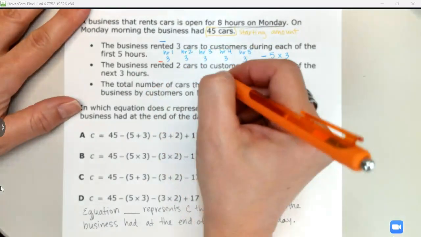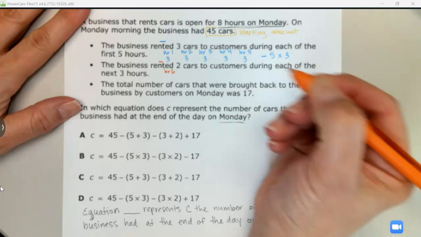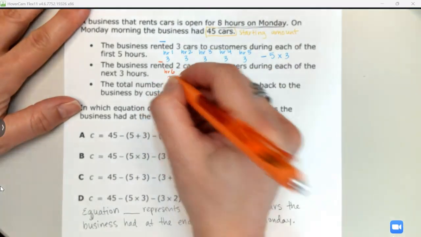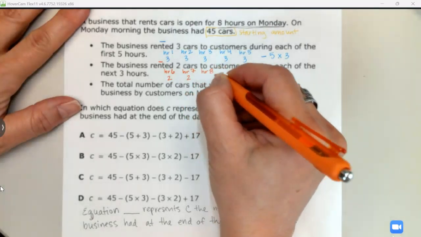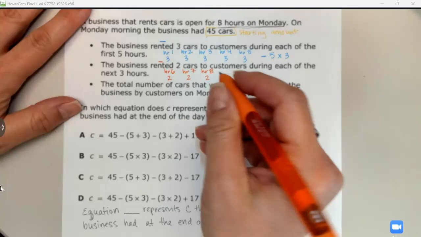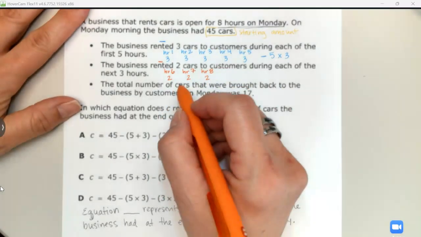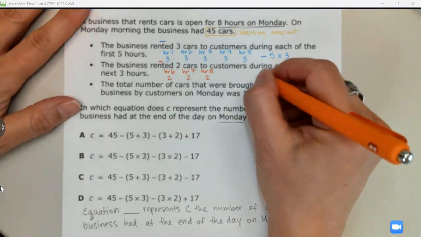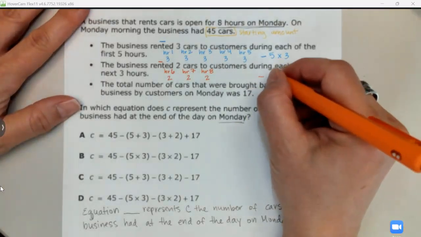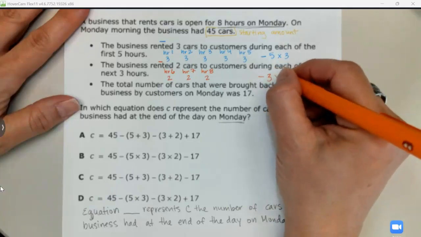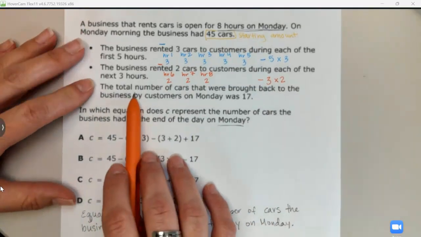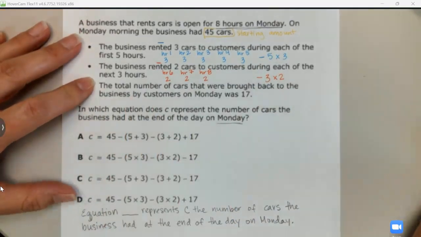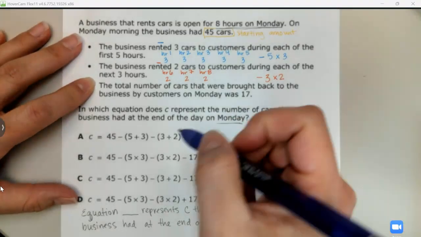So the next 3 hours would be hour 6, they rented 2 cars. Hour 7, they rented 2 cars. And hour 8, they rented 2 cars. So in those 3 hours, they're no longer going to have 2 cars each hour. So we could represent that as 3 hours times 2. Okay? So now our last bullet. The total number of cars that were brought back to the business. Okay, so now they're bringing cars back to the business.